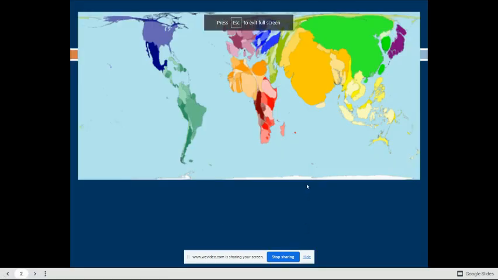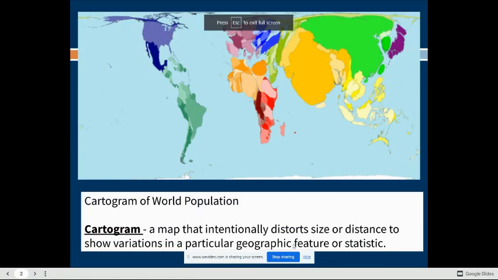All right. So the first thing I want to show you, and you can look at this a little bit more closely on your slides. This is my video, but the slides are right below. So if you want to go at them on your own pace, you can do that. It is just a cartogram of world population.